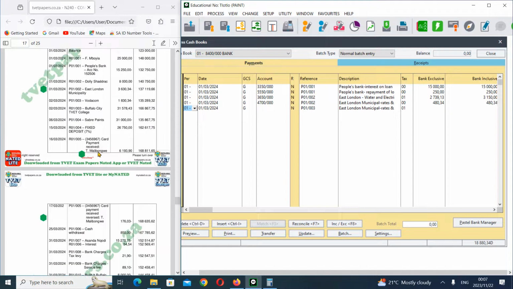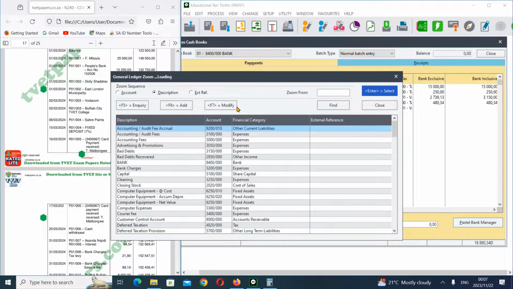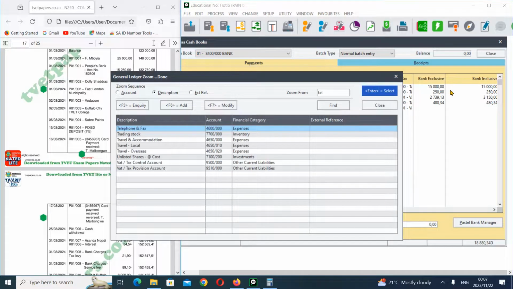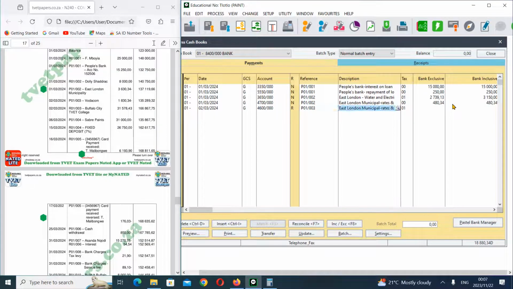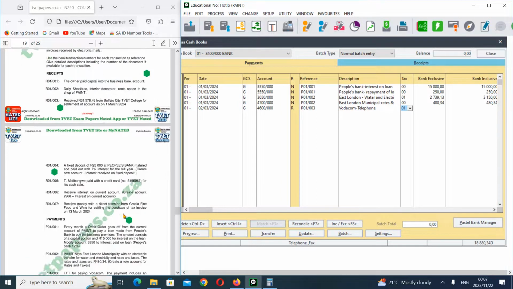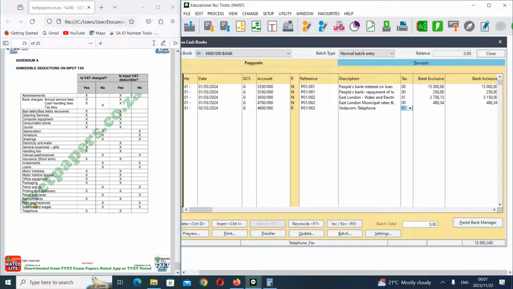So when was this? Date. On the 2nd, so we're saying 02 tab. Then the general ledger, and then telephone. So you can search telephone and then tab. So who are we paying? We're paying Vodacom. What are you paying Vodacom? Telephone. So that's what your description can be, and then we check in telephone if it is charged VAT or not. Telephone, it is charged VAT, so yes, it's fine.